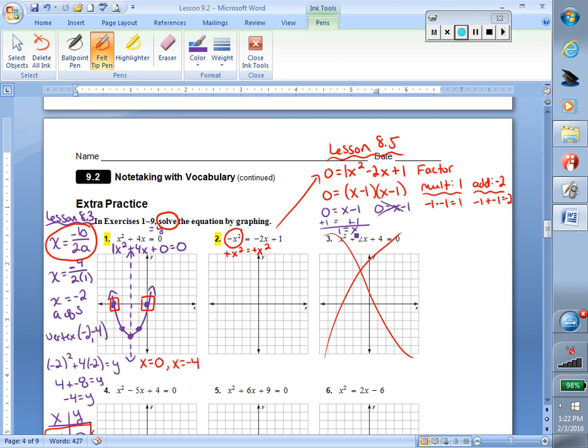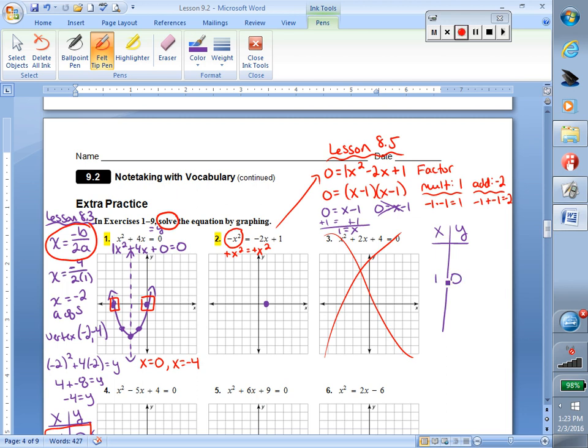We get that our x value equals 1. Our y value is at 0. So in this case, we just have one x-intercept. Now we talked earlier and we said when we only have one x-intercept, that's also our vertex. So 1, 0 is the middle of my graph.